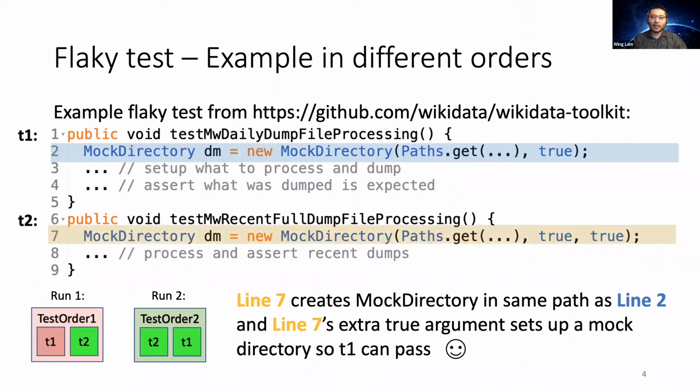The reason for why this is that at line 7, it would actually create a mock directory in the same path as what the line 2 would have created the mock directory at. And at line 7, that extra true argument would actually set up the mock directory so that T1 can actually pass.